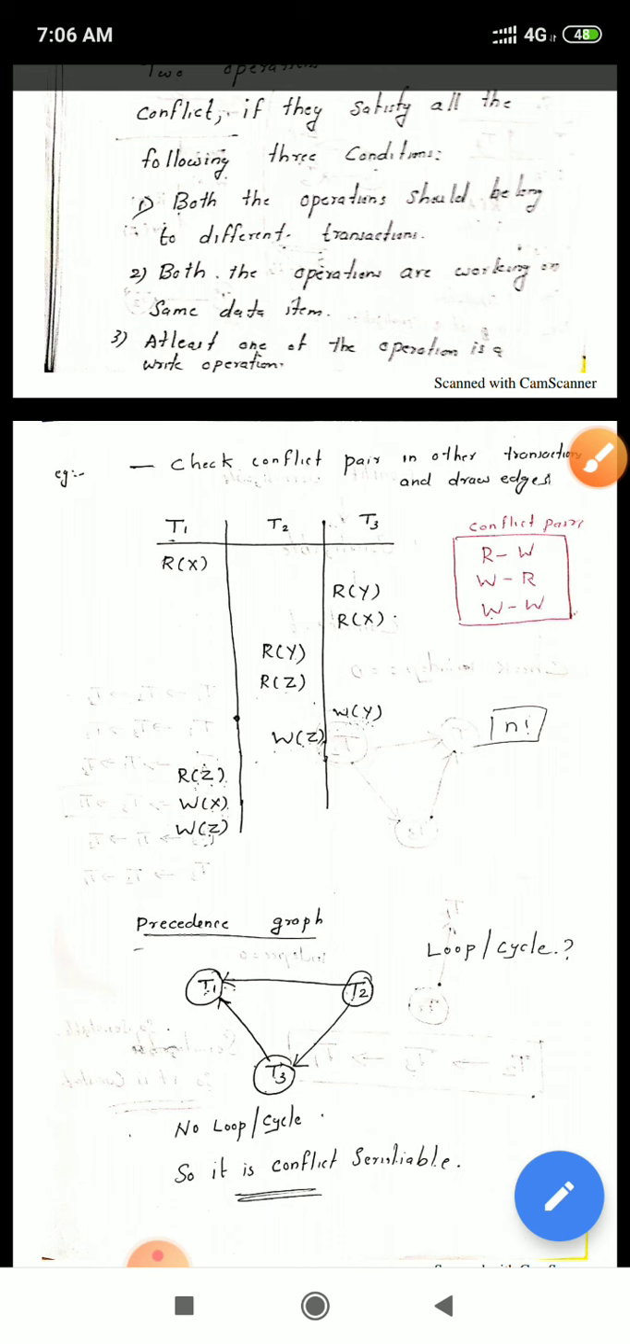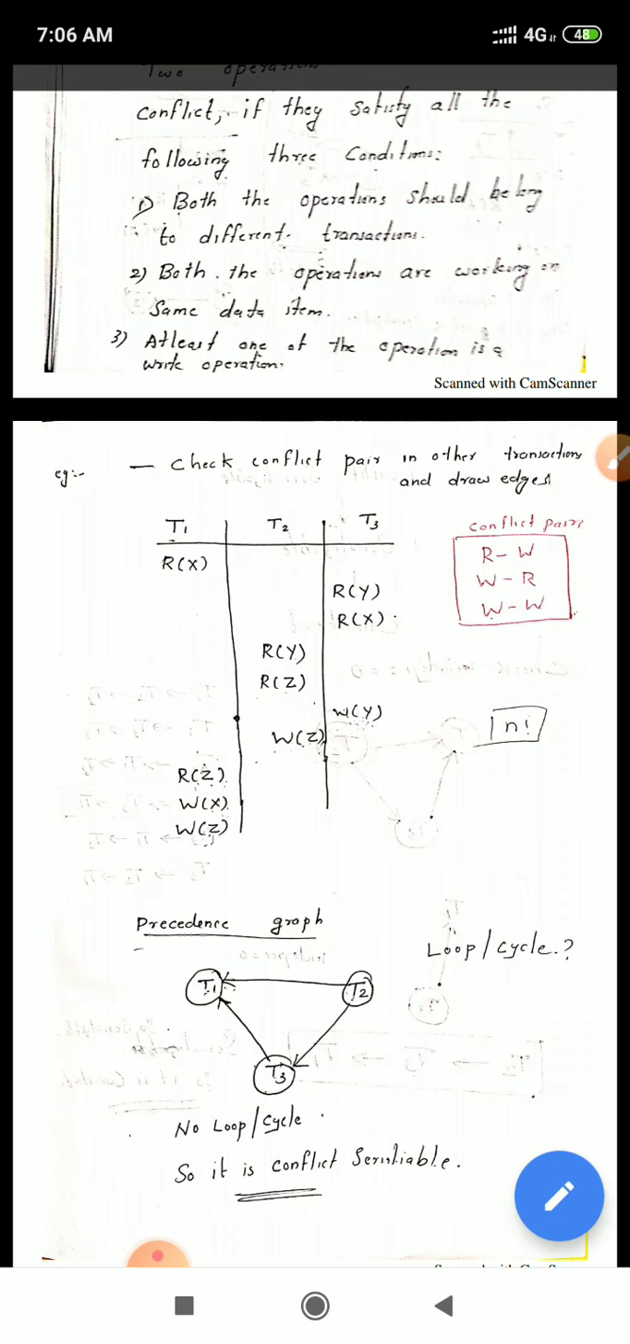Then read Z. What is the conflicting pair? The conflicting pair is write Z. We are not checking the same transaction; we need to check the other transactions. Is there a write Y in T1? No. Write Y is there in T3. So write Y gives T2 to T3, which we have already mentioned. And for read Z, write Z is in another transaction. Write Z is there, so T2 to T1.